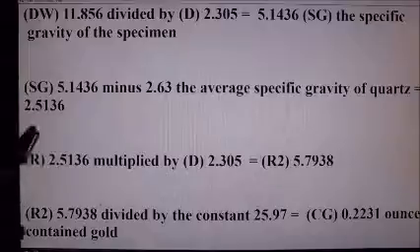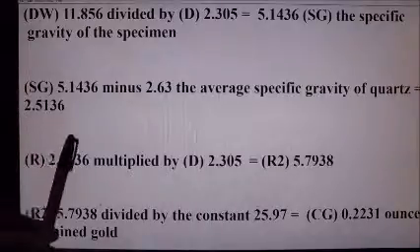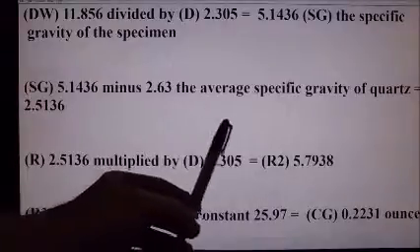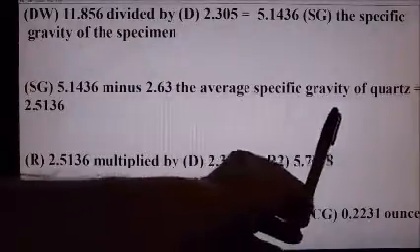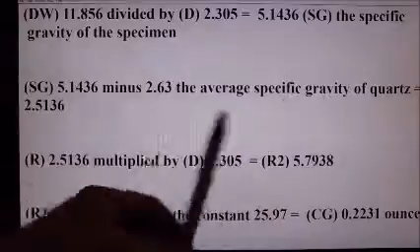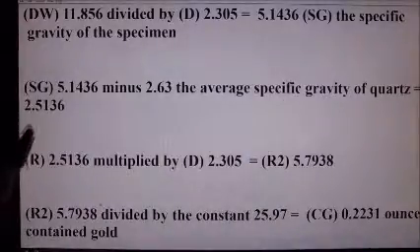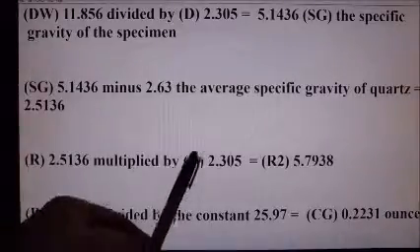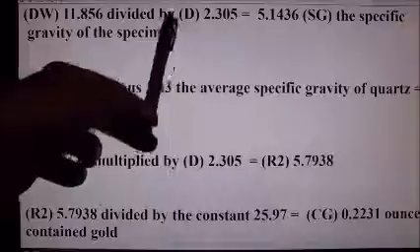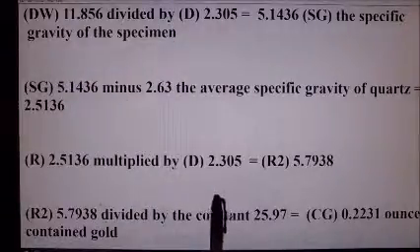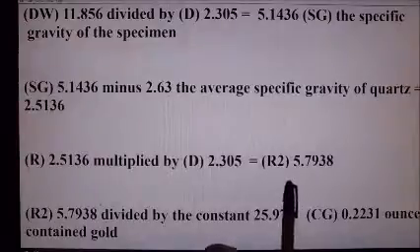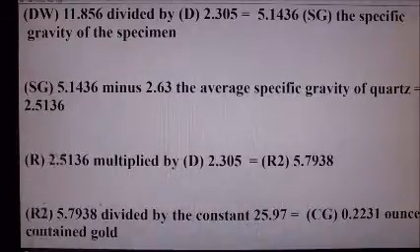Now, we take the specific gravity minus 2.63, the average specific gravity of quartz, which equals R, the remainder, 2.5136. So we take the remainder multiplied by D, which was up there, 2.305, the difference, equals remainder 2, 5.7938.